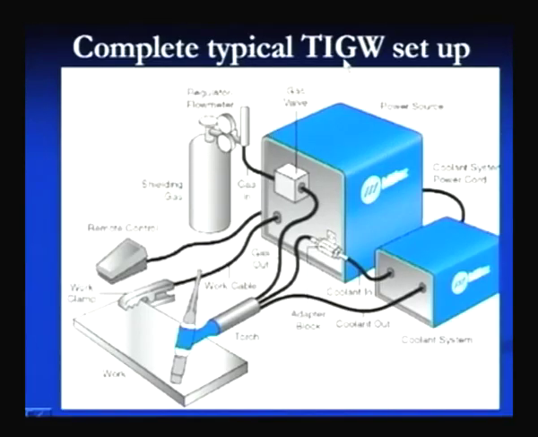Here the complete typical TIG welding setup can be seen. This is the welding torch, this is the workpiece, and here is the ground connection, the connection of one terminal of the power source to the workpiece. This is the remote control to start and stop the power source, and here is the gas supply unit, this is the power source, and here is the coolant, the cooling system, which is used to maintain the temperature of the welding torch within safe limits. All these are important elements of the tungsten inert gas welding process, along with the connections, which can be seen from this diagram.